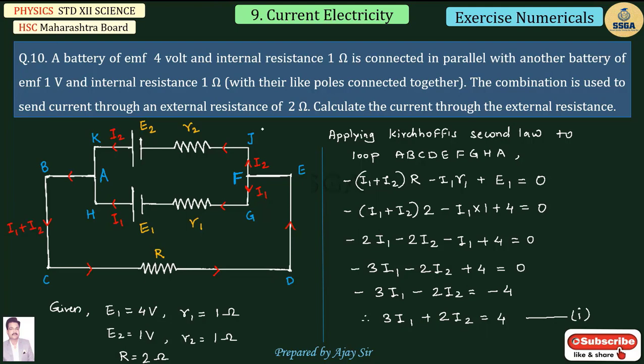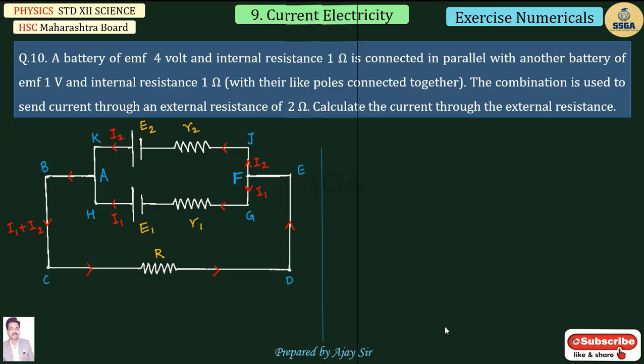So now let us consider the second loop: F, G, H, A, K, J, F. Let us consider this inside loop, and again apply Kirchhoff's second law and find the equation. Again we will get another equation like this, and you have to solve those equations. So let us consider the second loop now. For this, let us consider the same diagram.